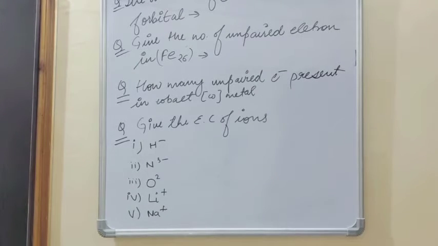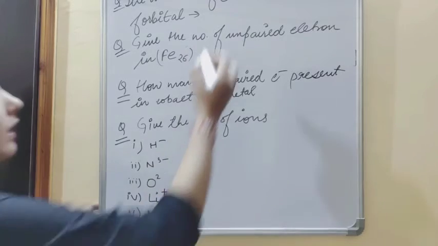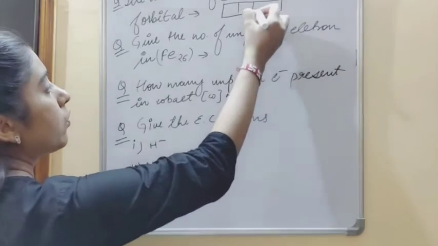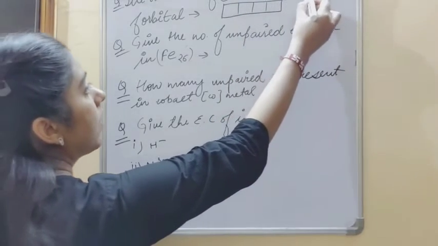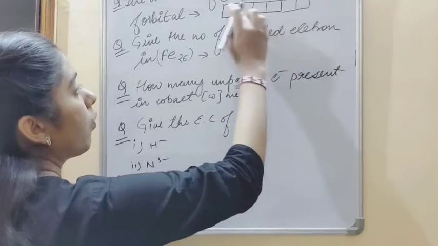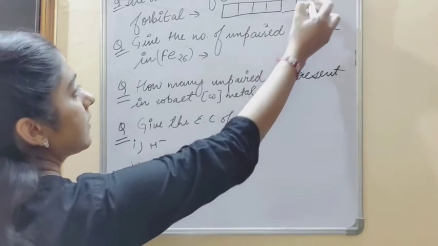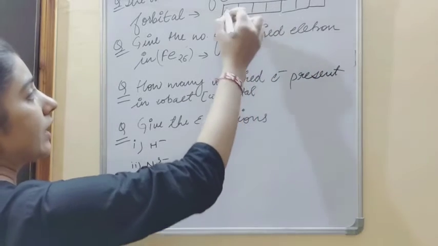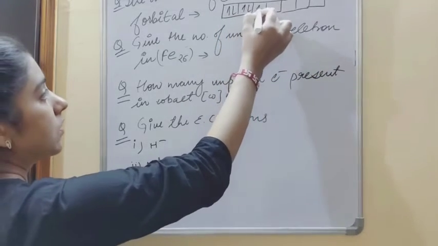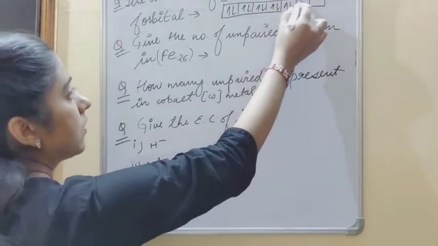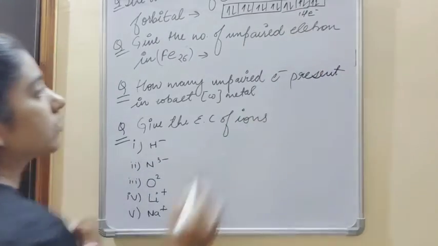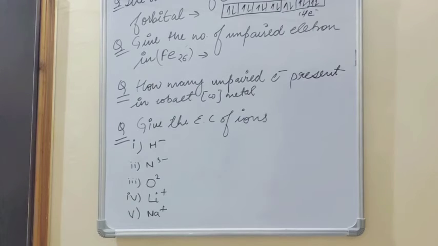So the next question is the maximum number of electrons accommodated in f orbitals. So there are 1, 2, 3, 4, 5, 6 and 7 orbitals, and in each orbital there are 2 electrons. So 14 electrons are accommodated in the f orbital.